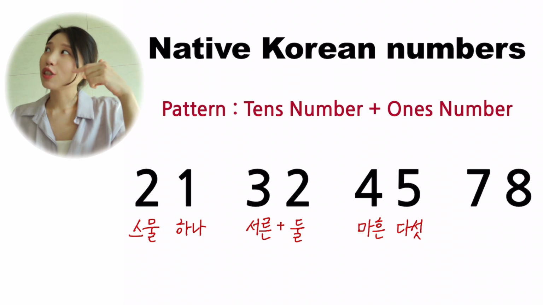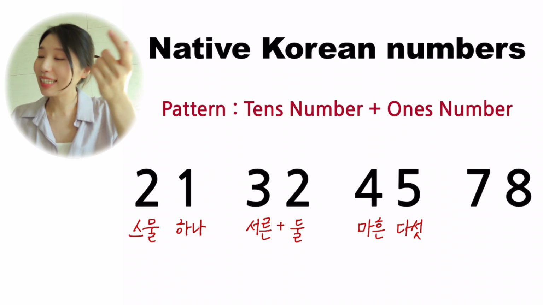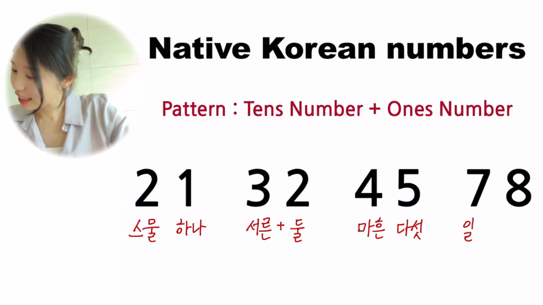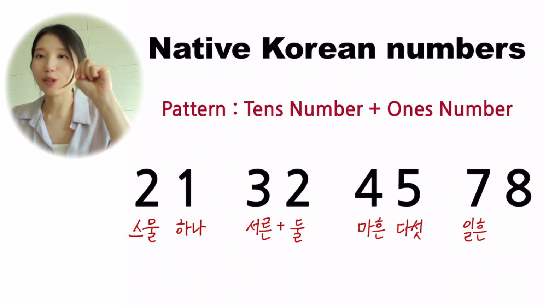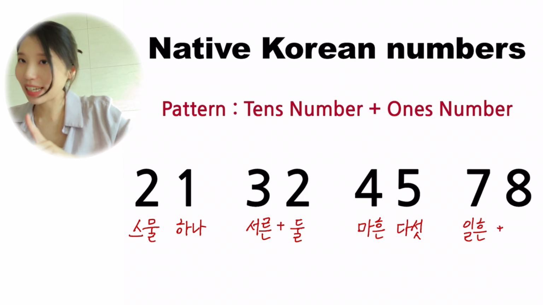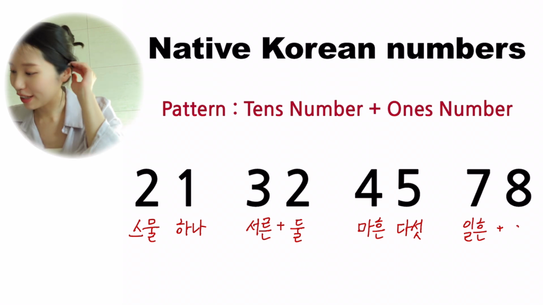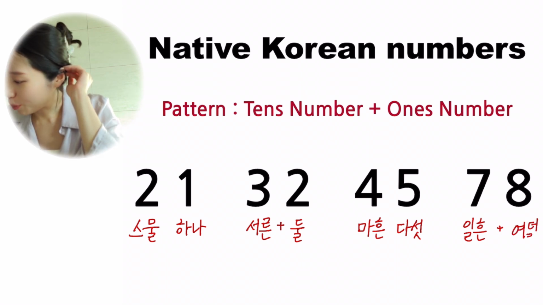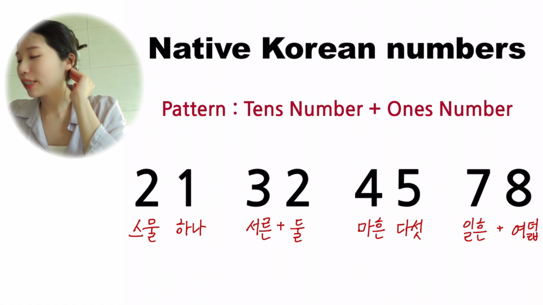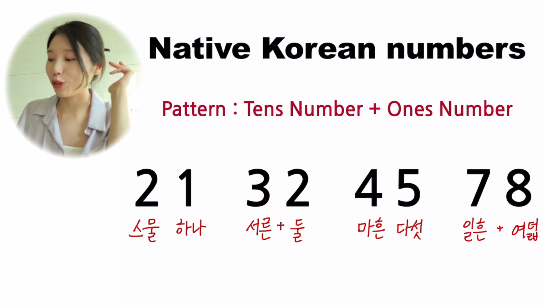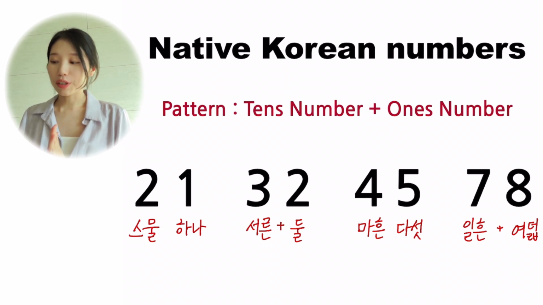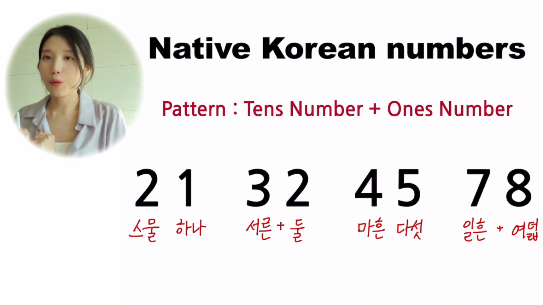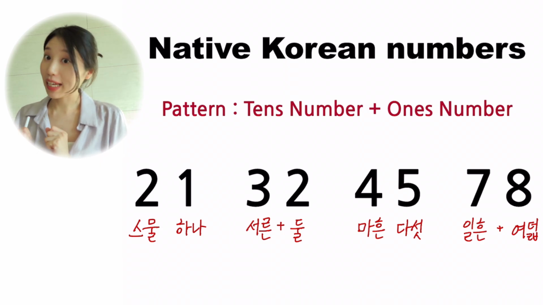Last, 78. 70. 스물, 서른, 마흔, 쉰, 예순, 일흔. 일흔. And 8: 하나, 둘, 셋, 넷, 다섯, 여섯, 일곱, 여덟. Yes, that double 받침 is the one that confuses people. 일흔여덟. The real pronunciation is 일흔여덟, just like this. So, 스물하나, 21, 서른둘, 32, 마흔다섯, 45, 일흔여덟, 78.